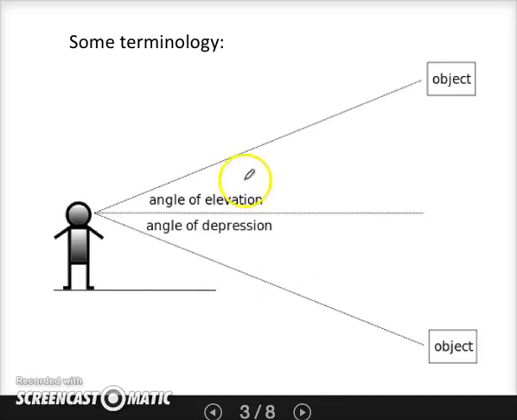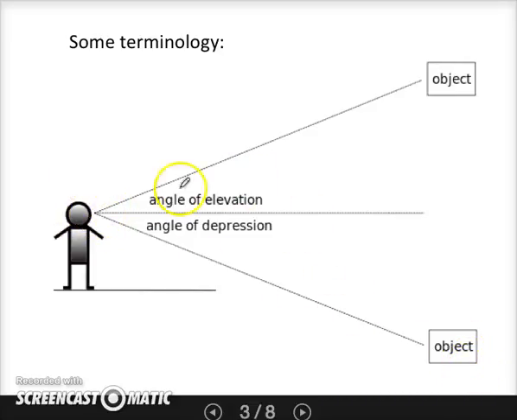We have two new terms that we're going to be using in this section, the angle of elevation and the angle of depression. And rather than defining those terms in words, I think it's best if you just copy this diagram into your notes. We have a stick figure here. He's looking upwards at an object, and he's looking downwards at an object here.